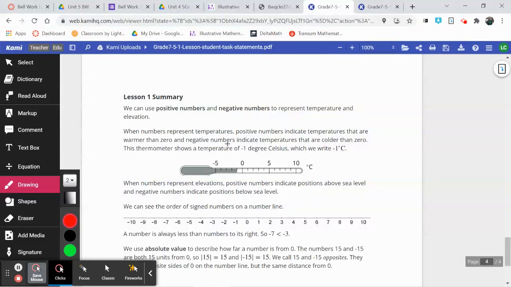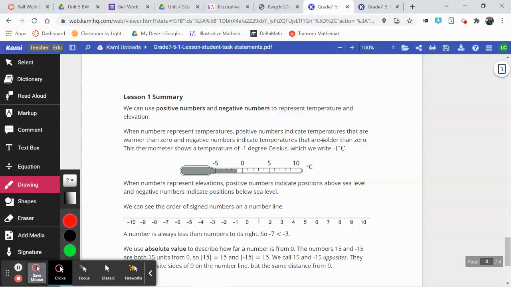This thermometer shows a temperature of -1 degrees Celsius, which we write as -1 degrees Celsius. This is on your summary page, on page 353, and you can see because you've got 1, 2, 3, 4, 5, -1, -2, -3, -4, -5. Remember, negative numbers count backwards on the number line.